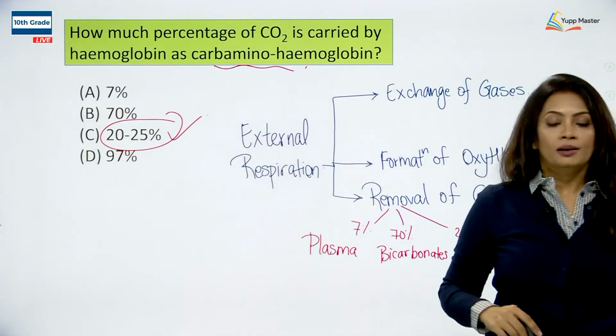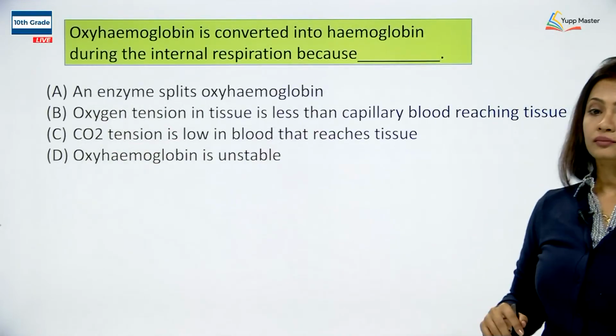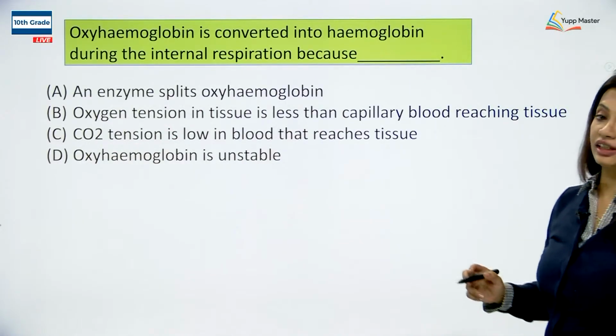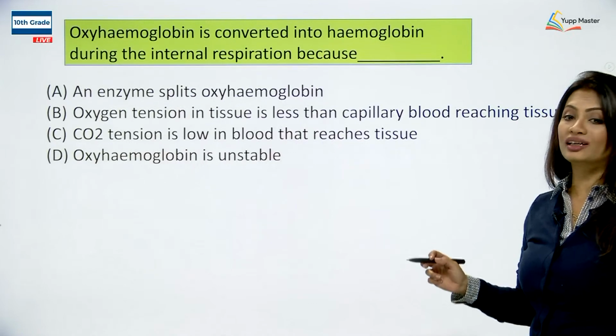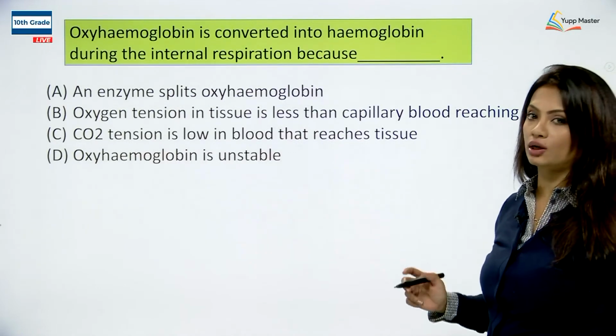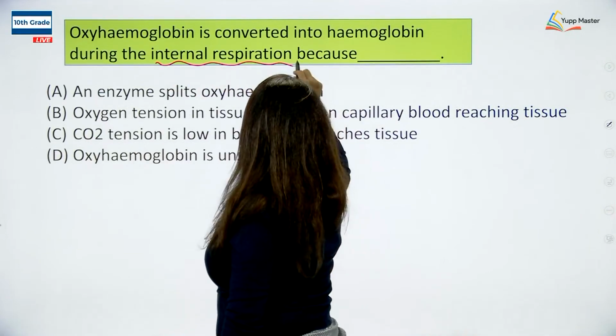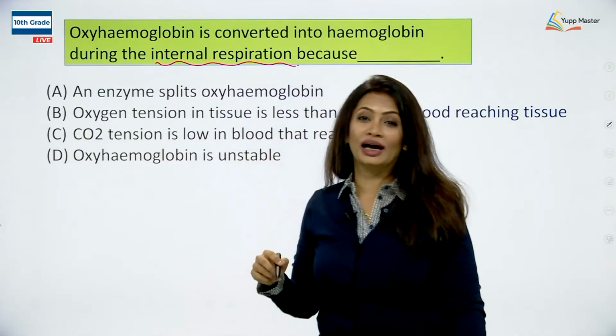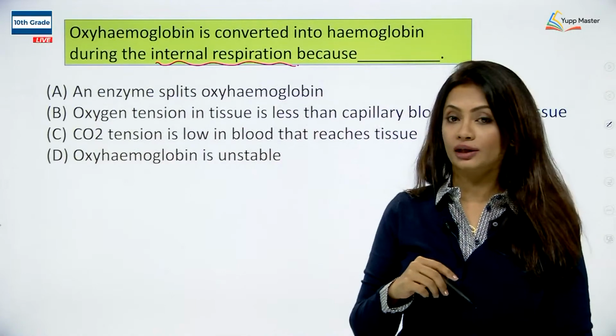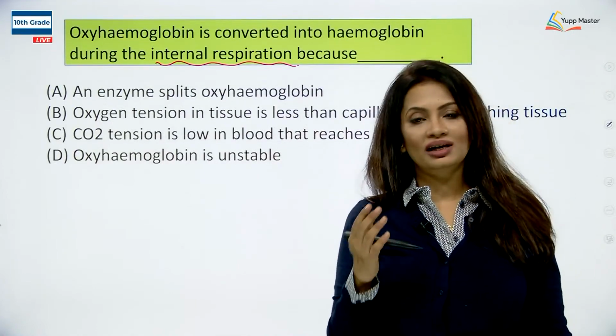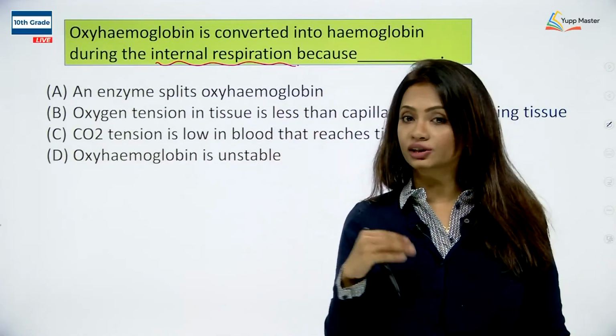Moving on to the next question. Oxyhaemoglobin is converted into hemoglobin during internal respiration because... Now when we talk about internal respiration, this means that we are talking at the level of the tissues, right? At the level of the tissues, why does blood reach the tissues?